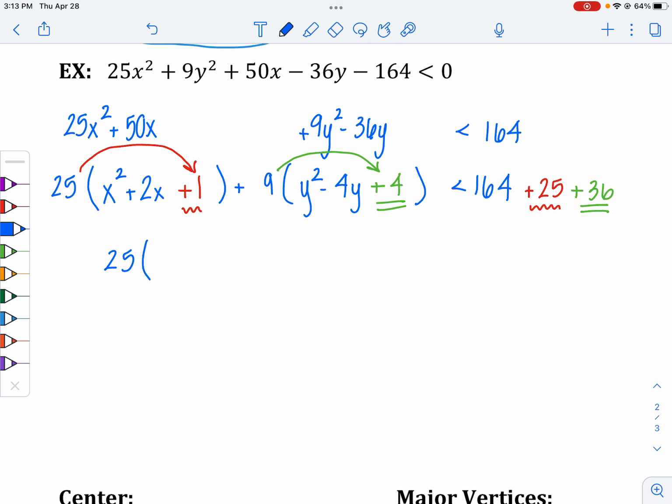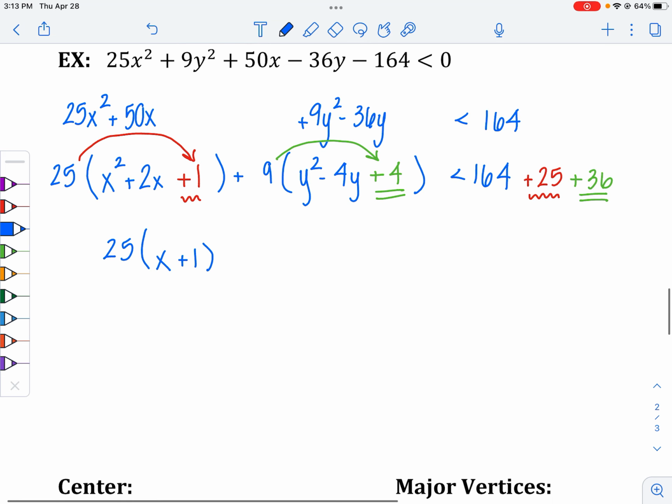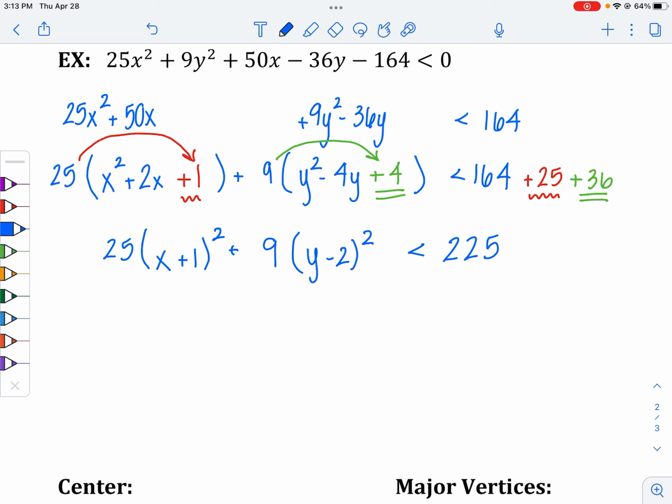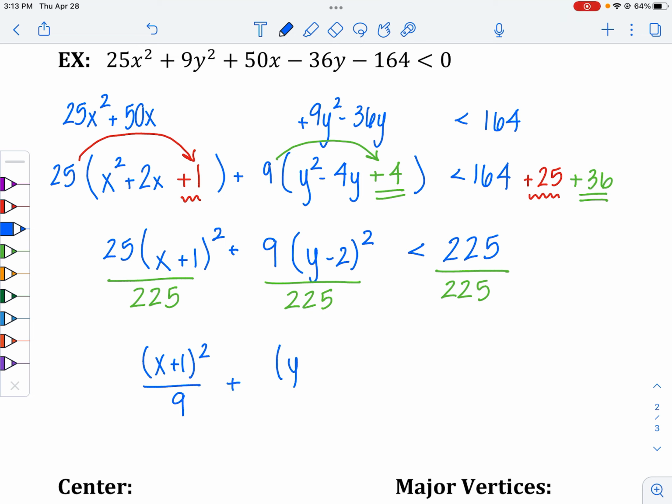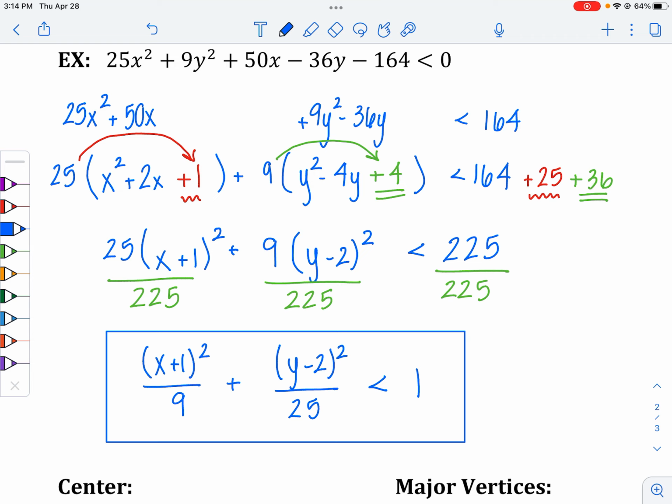If you did it right, you can factor that to a nice binomial. Still keep my inequality. The final step is that the right side has to be 1, which means I need to divide each term by 225. So x plus 1 squared over 9, y minus 2 squared over 25, and it's less than 1. This looks like the general equation of an ellipse.